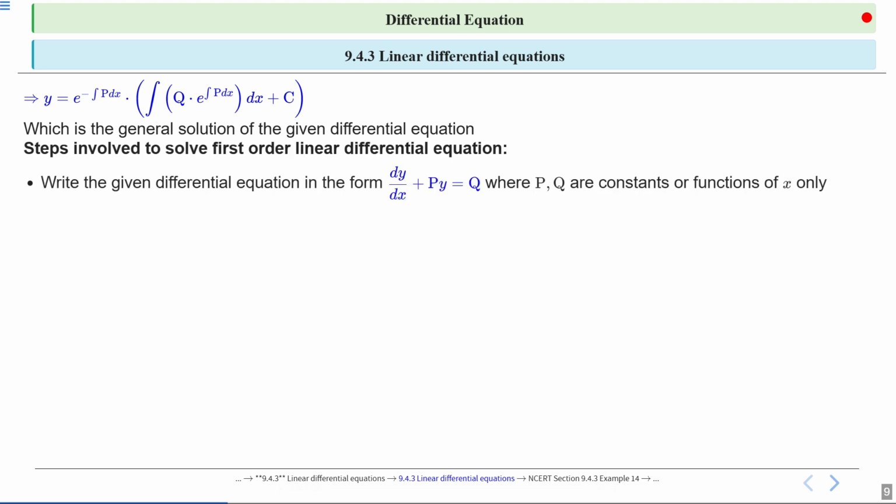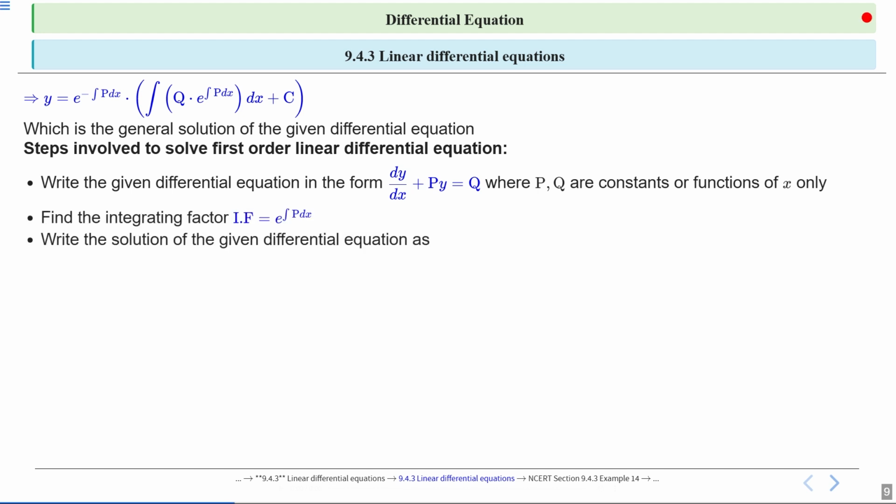So the steps are: write the given differential equation in the form dy/dx plus p y is equal to q, where p and q are constants or functions of x only. Then find the integrating factor, that is, integrating factor is equal to e to the power integral of p dx, and then write the solution of the given differential equation as y into integrating factor is equal to the integration of q into integrating factor dx plus c. That is the formula to calculate the general solution of a linear differential equation.